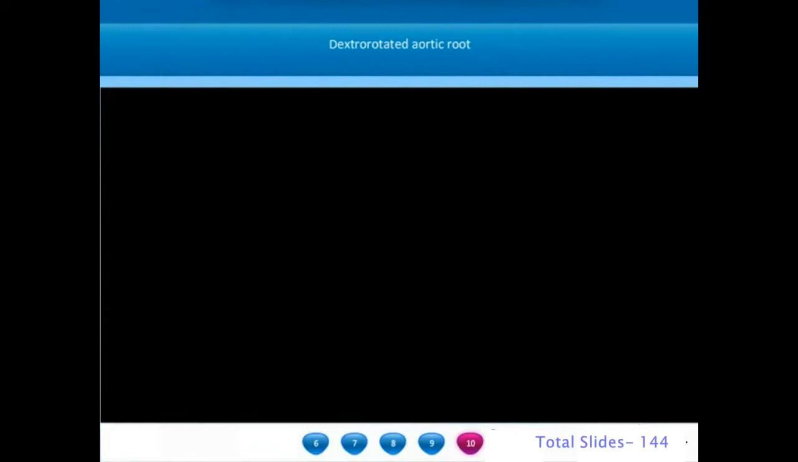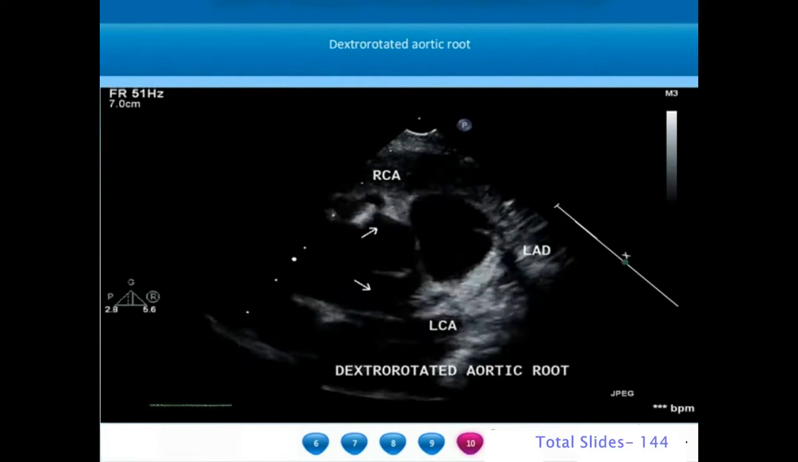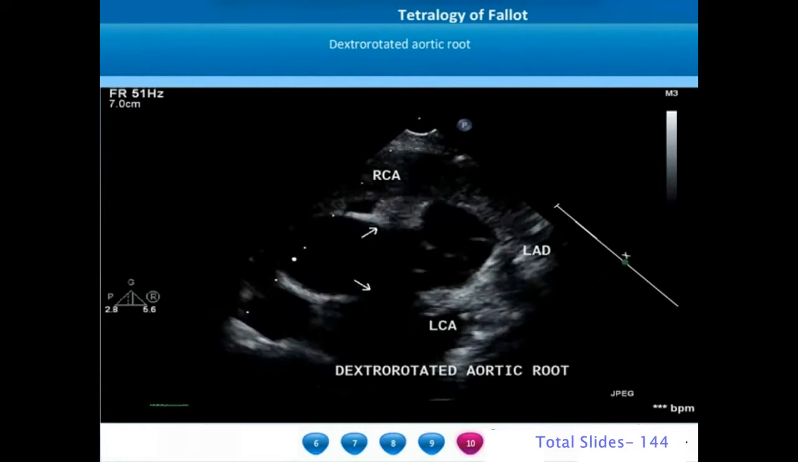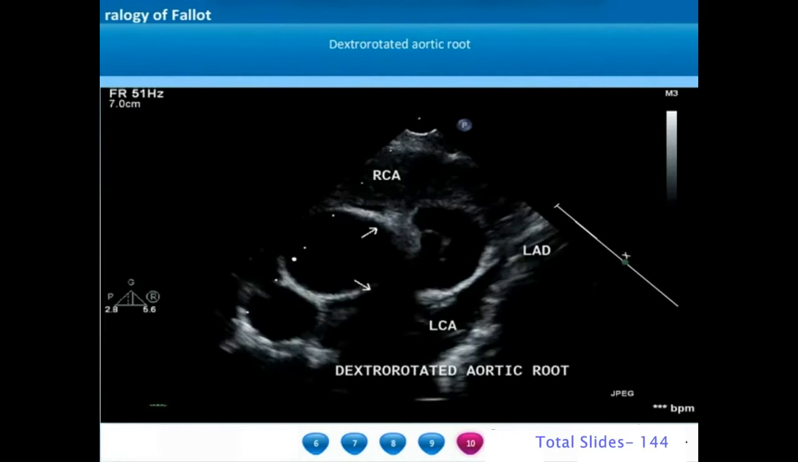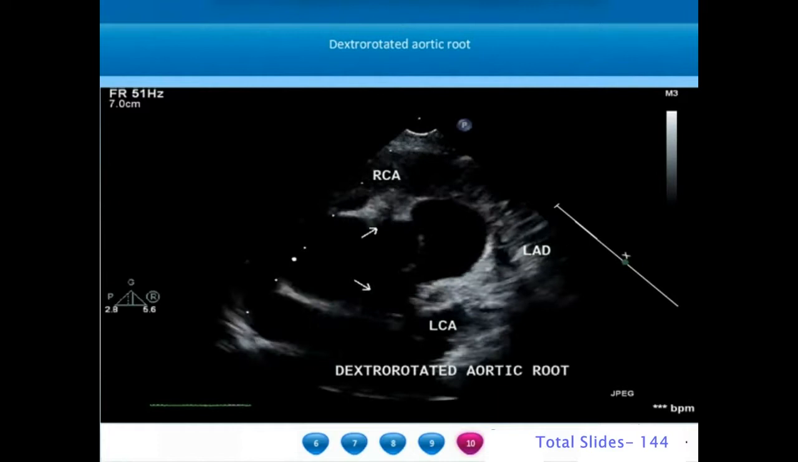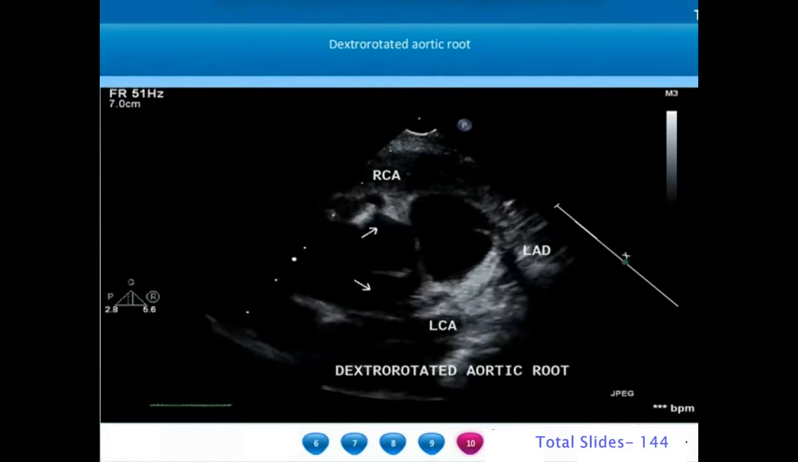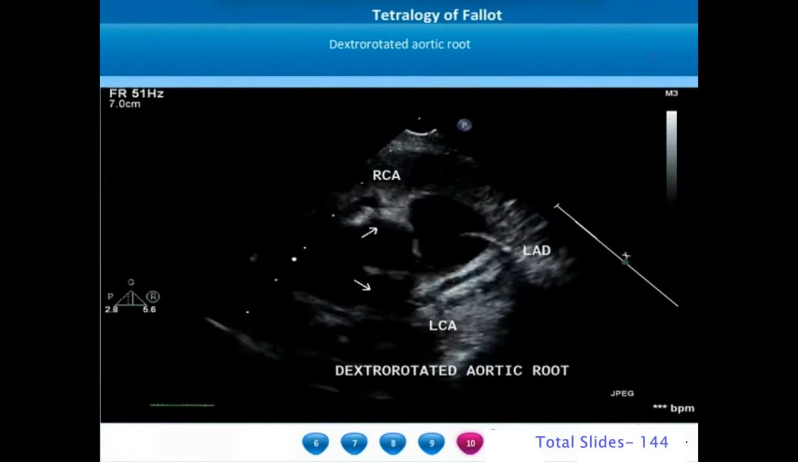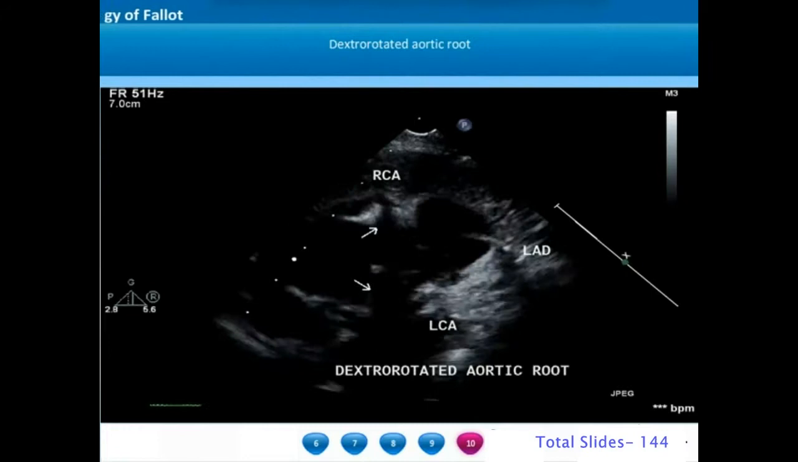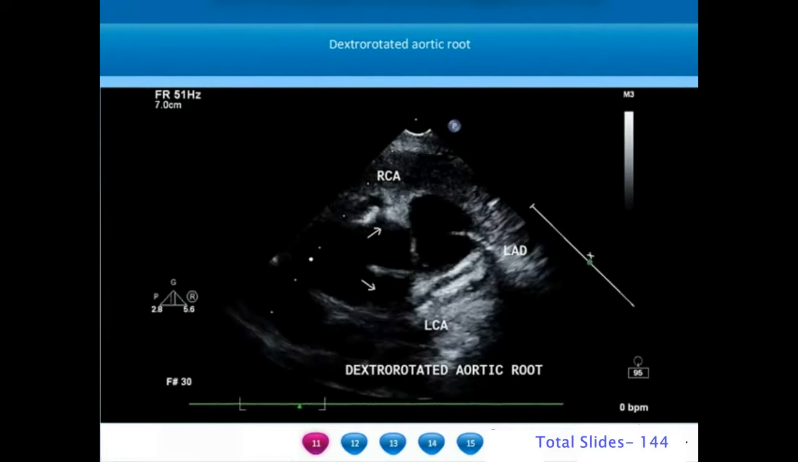Apart from the large conotruncal ventricular septal defect and right ventricular outflow tract obstruction, the other components of tetralogy of Fallot are the aortic override along with dextrorotation of the aortic root. What we mean by dextrorotation of the aortic root is a clockwise rotation that we appreciate on the parasternal short axis view. We can appreciate the right coronary artery origin and the left coronary artery origin shown by arrows. In contrast to a normal heart, this aortic root is rotated clockwise on this parasternal short axis view. This dextrorotation of the aortic root is frequently seen in many patients with tetralogy of Fallot.